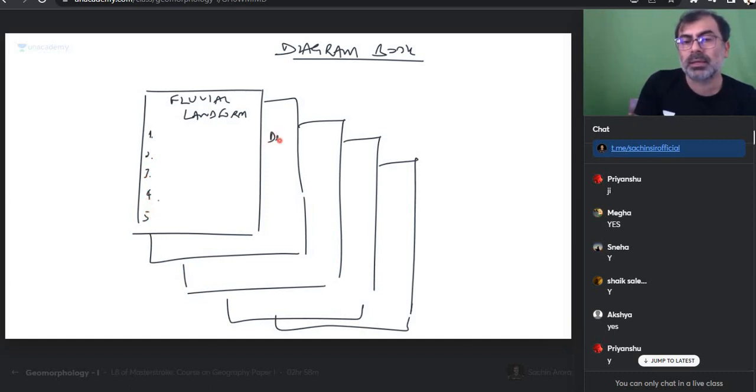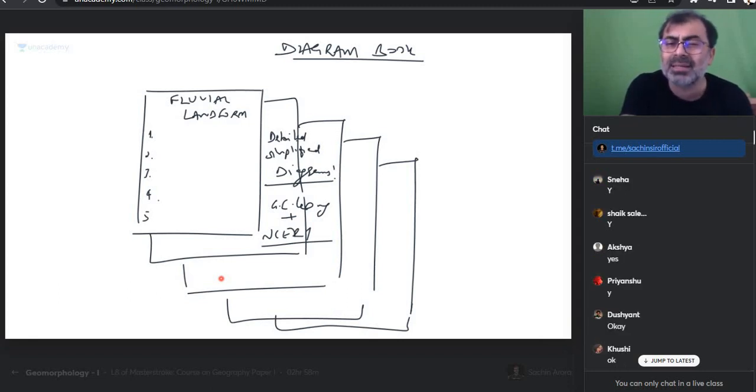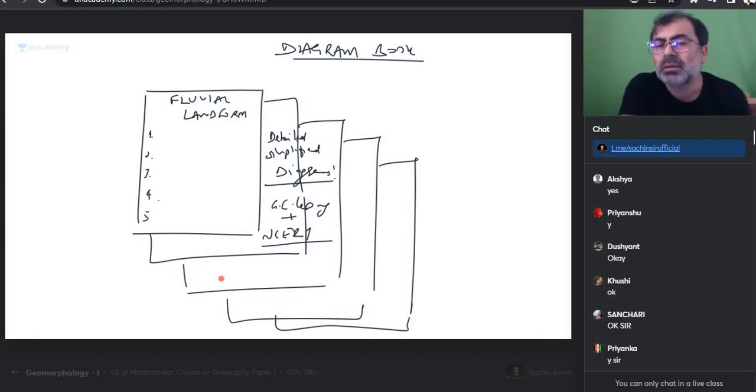और यहाँ पर क्या करने? Detailed, simplified diagrams. Sources: G.C. Leong plus NCERT. Not Savindra Singh. Savindra Singh में डायग्राम बहुत ज्यादा कॉम्प्लिकेटेड है, अननेसेसरली बड़ा है, एग्जाम में बनता नहीं. एग्जाम में you won't be able to draw it. तो अभी से बना लेना.